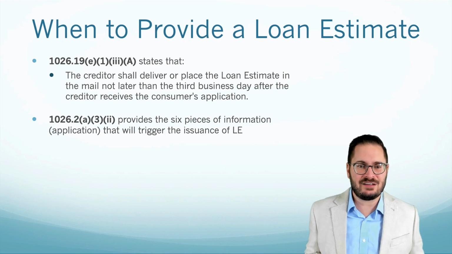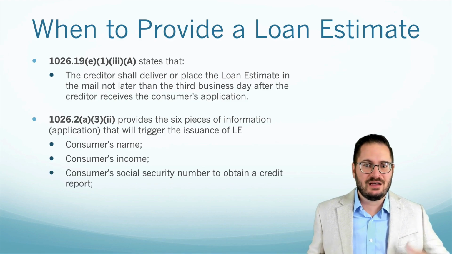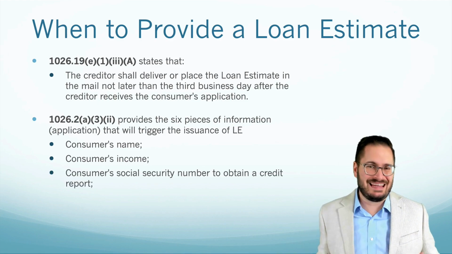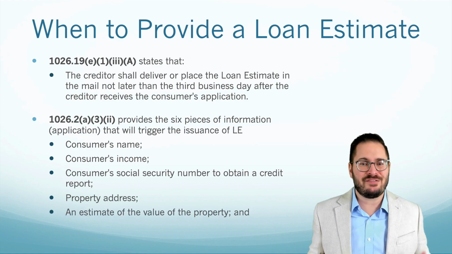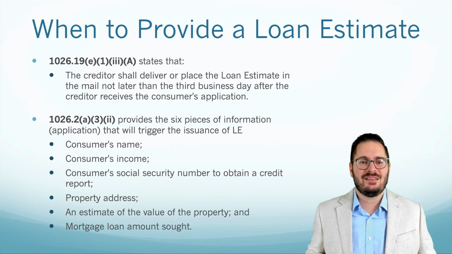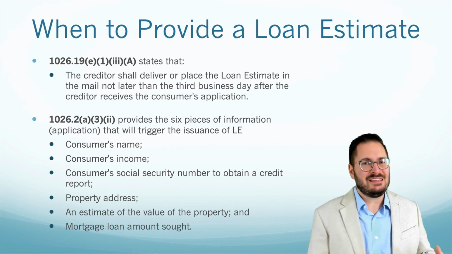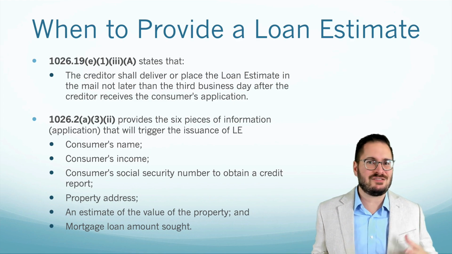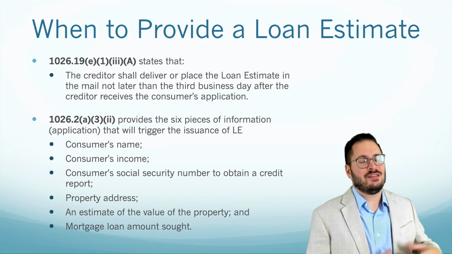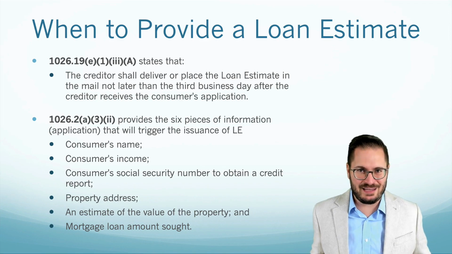These 6 things include the consumer's name, the consumer's income, the consumer's social security number to obtain a credit report, a property address, an estimate of the value of the property, and the mortgage loan amount sought. So when you have these 6 pieces of information, this is when you have an application, and that starts your clock to deliver the loan estimate not later than the third business day after receiving that application.